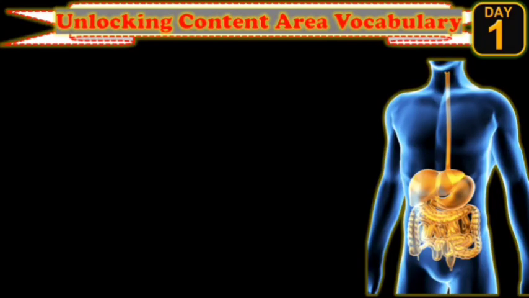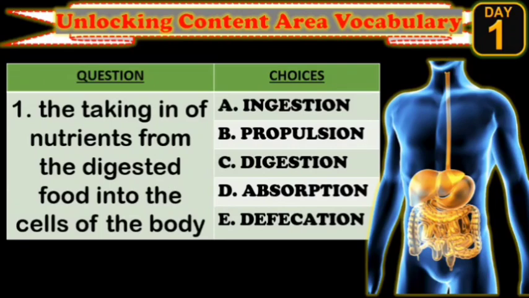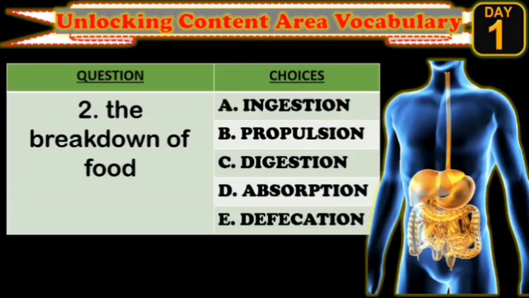This time, let's unlock new terms related to the topic on the digestive system. So all you have to do is to analyze the questions and choose your answer in the next column. For number 1, the taking in of nutrients from the digested food into the cells of the body is called what? The answer for that is what you call absorption. That's letter D. Next one, the breaking down of food is what you call what? Very good. That is what you call digestion.